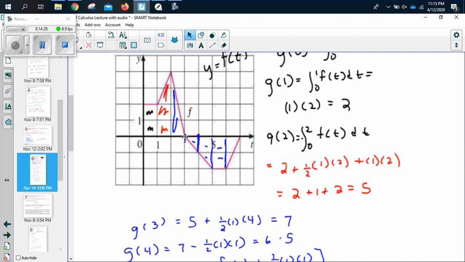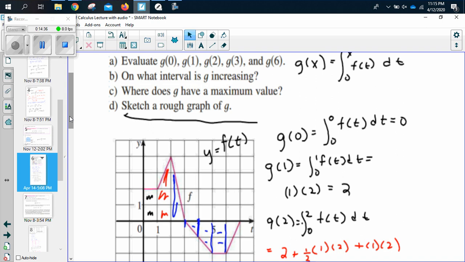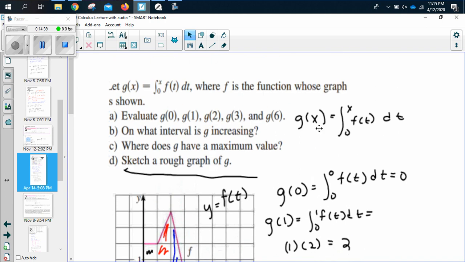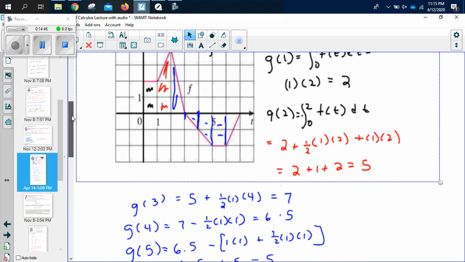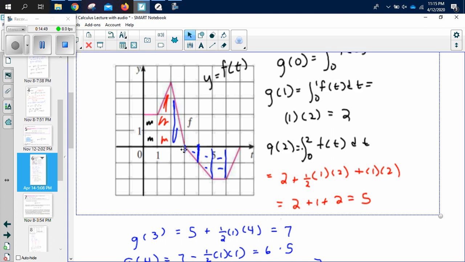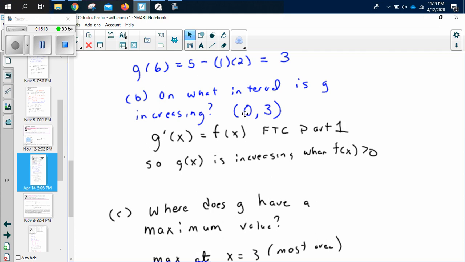Another way to think about it, though, is to think about what we learned in Chapter 4. Now, this function, f of x, is the derivative of g of x. If you take the derivative of the area function, you'll get f of x. It doesn't really matter what the variable is here. And so this is the derivative, and the derivative would be 0 right here, and up until that point the graph is positive. And if it's positive, that means g of x is increasing. So g of x is increasing on the interval from 0 to 3.